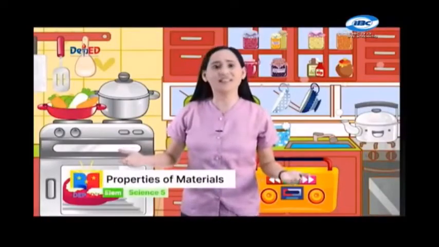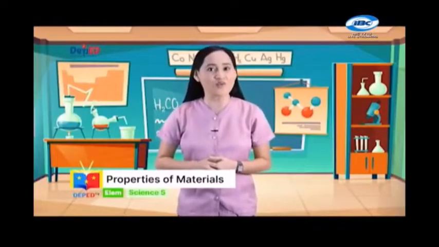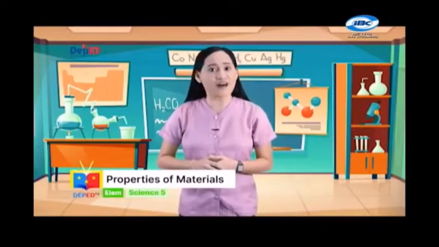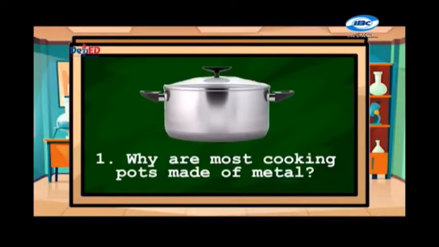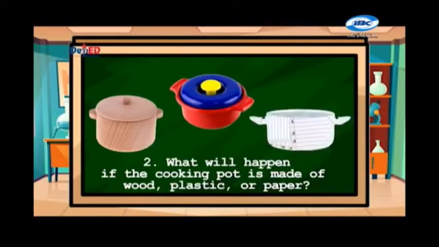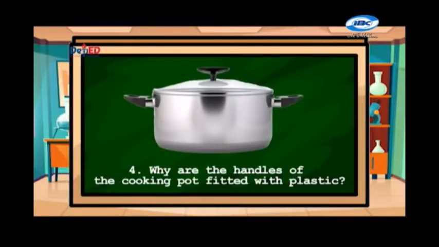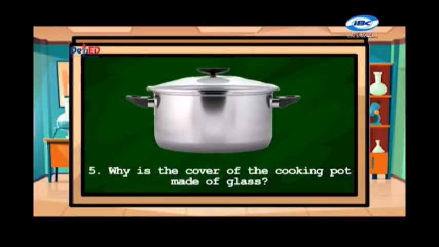Let's go back to our classroom and discuss what we have seen in the kitchen. But before we go to the properties of the materials used in making cooking pots, I'd like you to think of the answers to the following questions. Number 1. Why are most cooking pots made of metal? Number 2. What will happen if the cooking pot is made of wood, plastic, or paper? Number 3. What will happen if the cooking pot is made of concrete, which is a mixture of cement, water, and sand? Number 4. Why are the handles of the cooking pot fitted with plastic? Number 5. Why is the cover of the cooking pot made of glass? I know you have your own answers in mind.